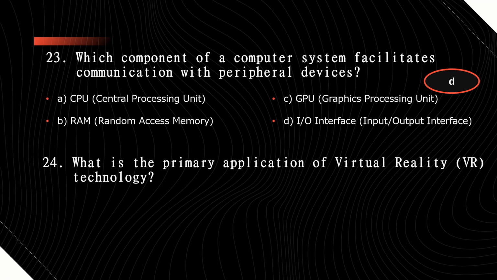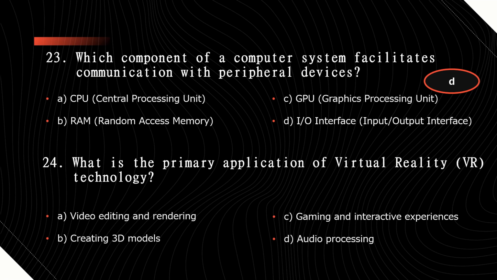What is the primary application of virtual reality technology? Options: A. Video editing and rendering. B. Creating 3D models. C. Gaming and interactive experiences. D. Audio processing. Correct answer is C. Gaming and interactive experiences. VR technology is extensively used in gaming and immersive experiences, allowing users to interact with virtual environments.